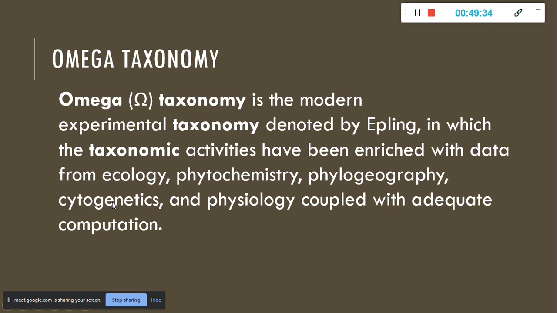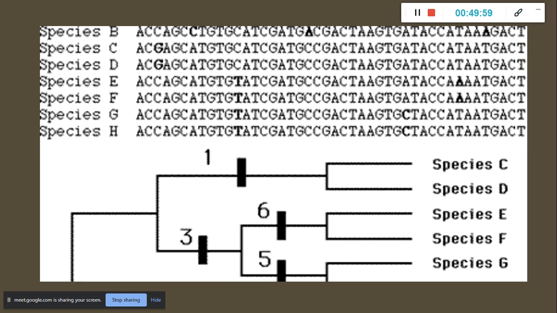Cytogenetics, that is inside the cell, the chromosomes. You are looking at the chromosomes of different organisms. And physiology, coupled with adequate computation. So you also use your computers to find out the difference and similarity between DNA sequences. So this is the modern system of taxonomy, which uses all the different approaches to study. You have to know the definition of all these things. So this is how they are specified.